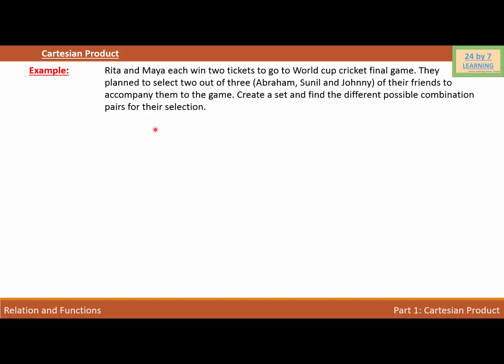In order to solve this problem, we need to first write the information that is given in the problem. So the information given is that we have 2 people, Rita and Maya. They have 2 tickets. So basically each of these ladies has 1 extra ticket. So they need to choose who they want to take with them to attend the World Cup final game out of these 3 friends, Abraham, Sunil and Johnny. So we can write set A is Rita and Maya and my set B is Abraham, Sunil and Johnny.